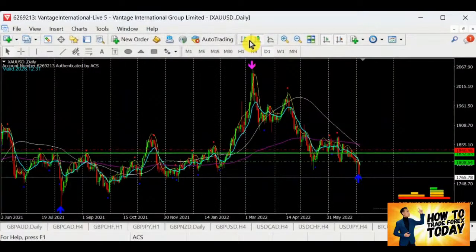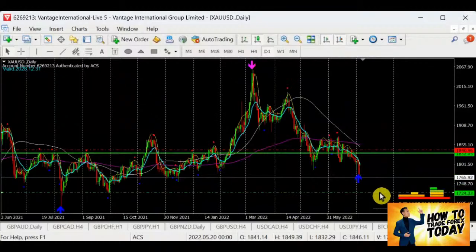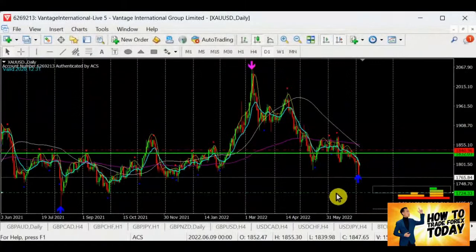So for gold, the target after breaking this 1800, if we are going for long term, the price should be about 1700, 1724, 1725. It's around there. We still have space to sell, but tentatively today may not be the case. So just be very careful. That's all for today.